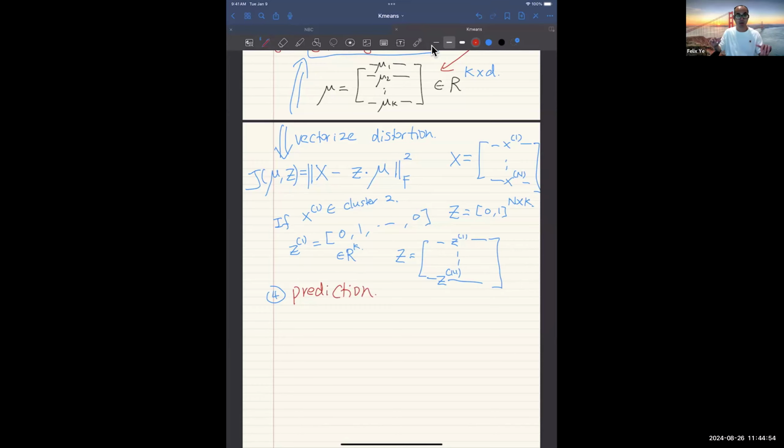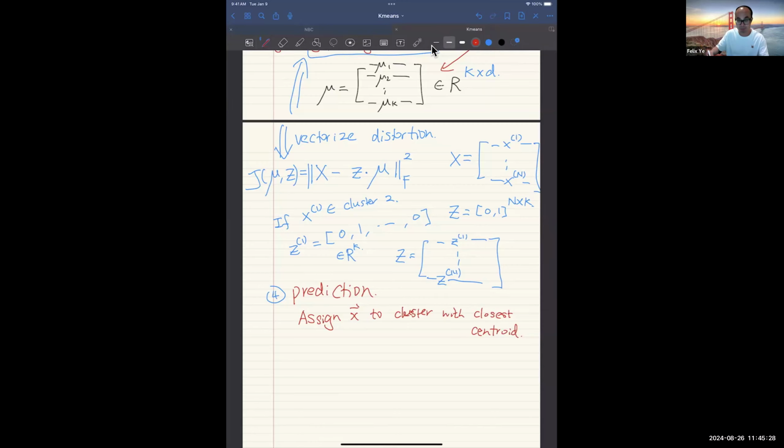So, to make predictions, we assign new data, this X right here, which could be new, to the cluster with the closest centroid.